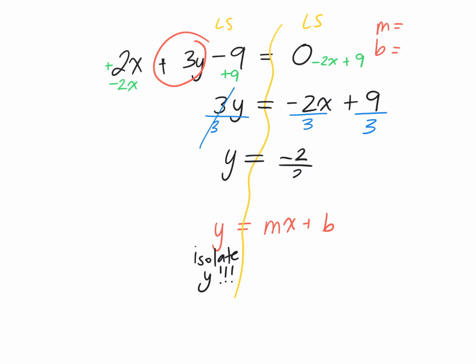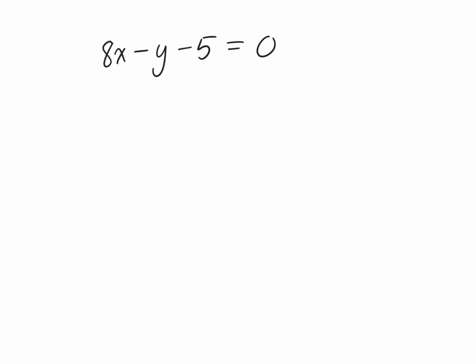Negative 2 over 3x. You can leave it as a fraction. What's 9 divided by 3? Plus 3. That's it. Now, what's the slope? Negative 2 over 3. And what's the y-intercept? 3. That's it. Okay, for the next one, we know we have to get rid of the positive 8x.